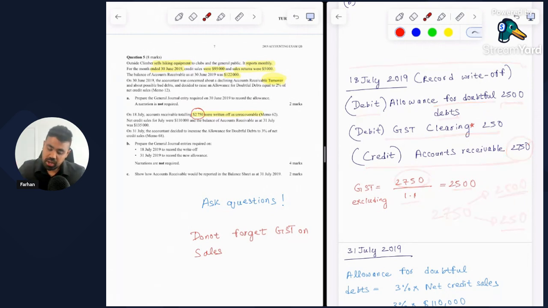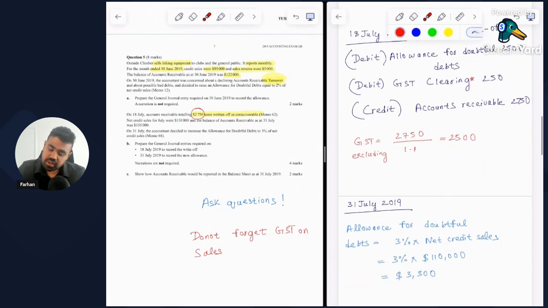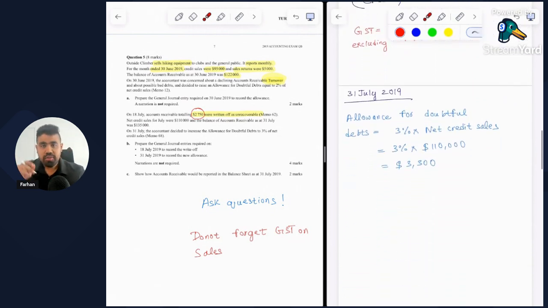Now, what's happening on the 31st of July, 2019? We know that now we have a new rate for allowance, and that is 3% applied on the net credit sales. In this case, the second last paragraph of the question actually gives us the net credit sales of $110,000, which means if you want to calculate the allowance for doubtful debts, you simply multiply the given percentage of 3 on the net credit sales of $110,000, which gives us an allowance for doubtful debts of $3,300.